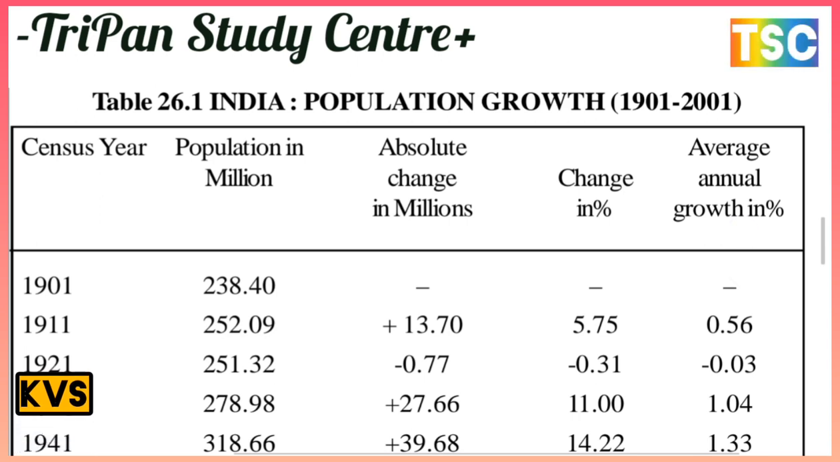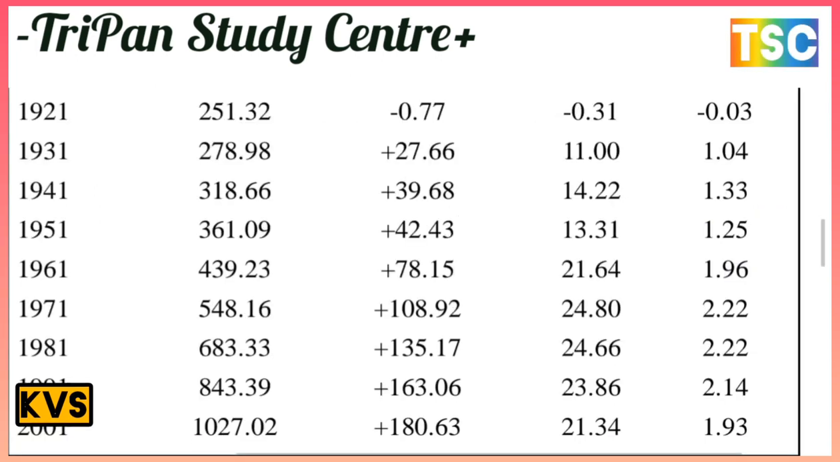But in 1921 there is a negative change here. This is the most important period of negative change. The next growth rates are similar, but population development is step by step. Finally, in 2001, with 1027 million, there is maximum growth, and it is positive only, 180.63 million, a 21.34% increase. This is the most important period of increase in population on the screen.